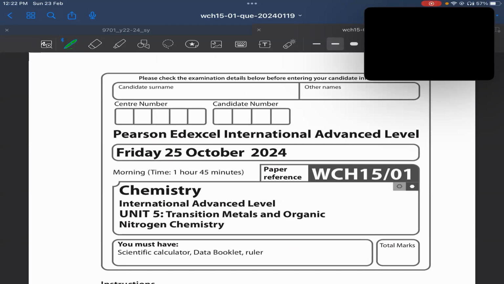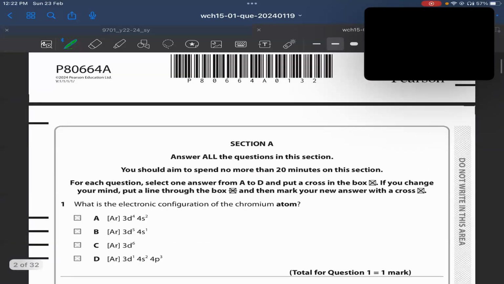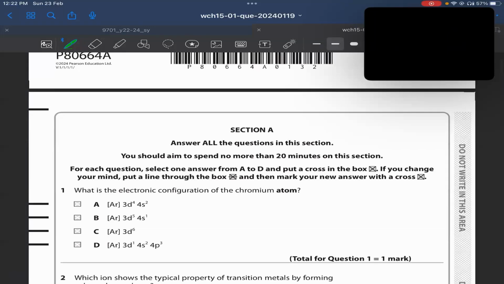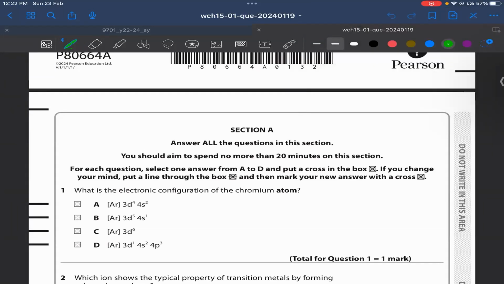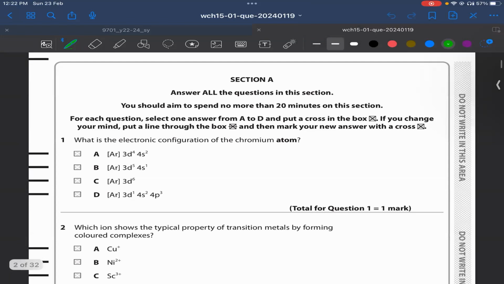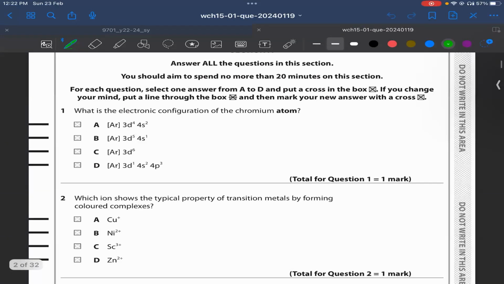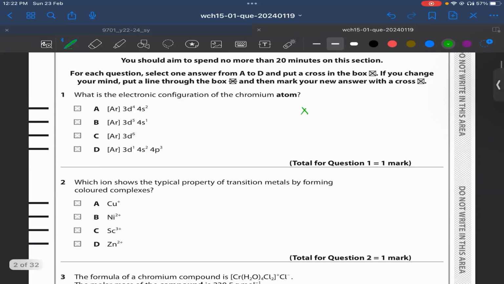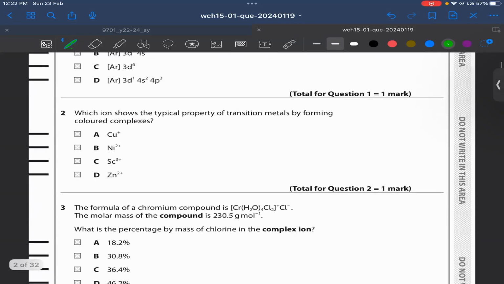So today we'll do some questions from the chapters which we have covered, like electrochemistry and transition metals. And then we'll continue with the benzene. All right. So for each question, like what is the electronic configuration of chromium atom? This is simple, just ignore it. Which ion shows the typical properties of transition metals by forming colored complexes?